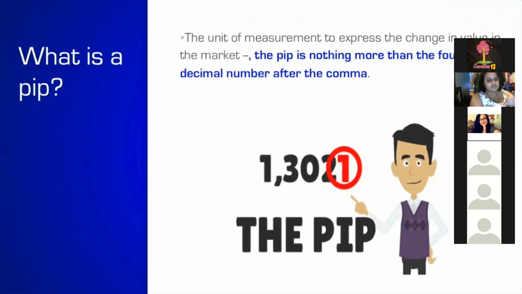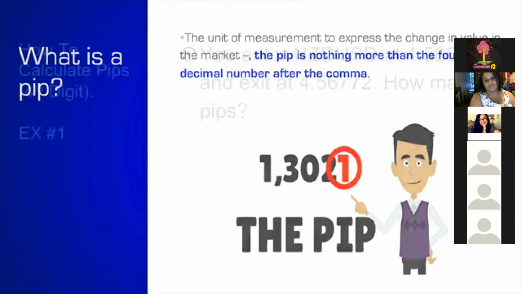It is nothing more than the 4th decimal number after the comma. You see in this picture here, the 13021. And by the way, that's not supposed to be a comma. It's actually a period. So that's really 1.3021. The 1 is the pip position. Now you know what a pip is.